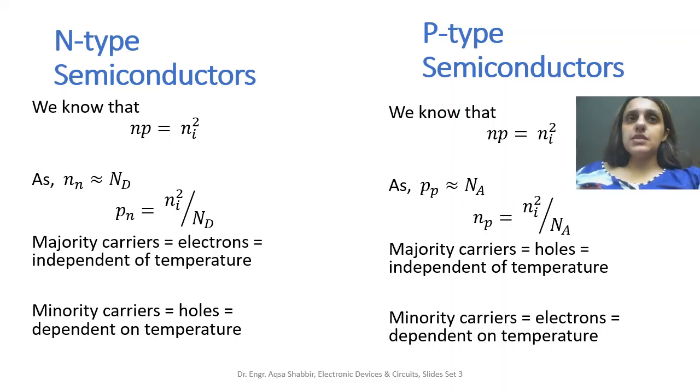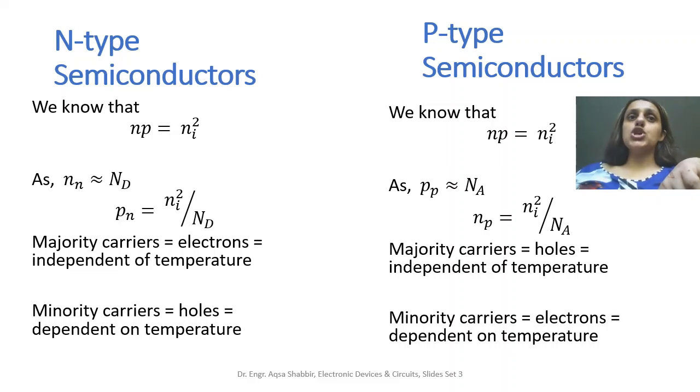Now, this is the important thing in an n-type semiconductor. We know that in any semiconductor there are two kinds of charge carriers, or two components of current, one due to electrons and the other due to holes. In an n-type semiconductor, because electrons are in abundance, the majority carriers are electrons, so the major component of the current is due to electrons.